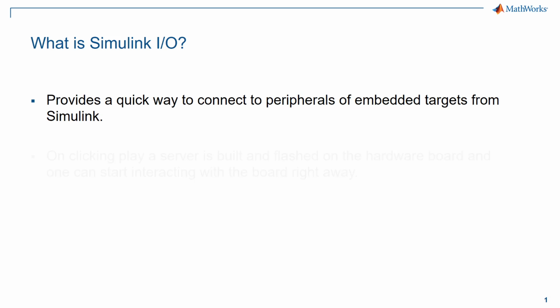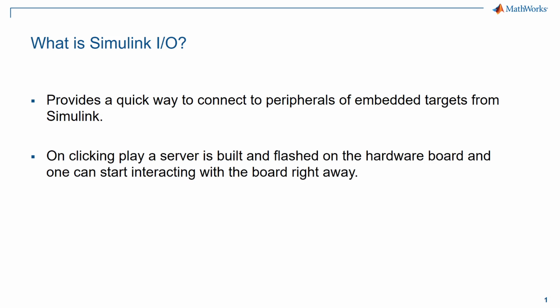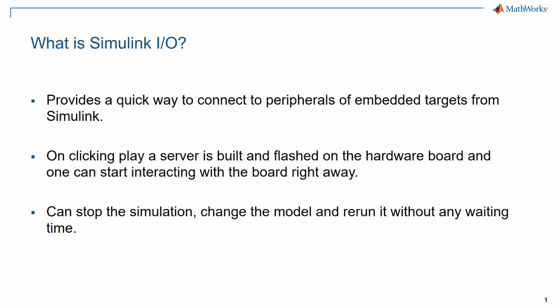In Simulink IO, whenever the user clicks play, we build a server that is flashed on the hardware board, in this case, Arduino. Once flashed, you can start reading or writing right away from Arduino. You can stop the simulation, change your model, and rerun it without any waiting time.